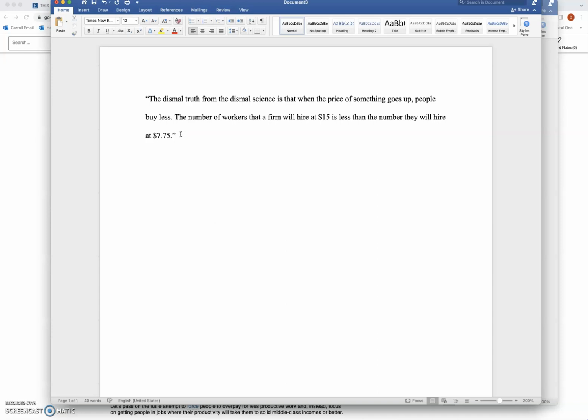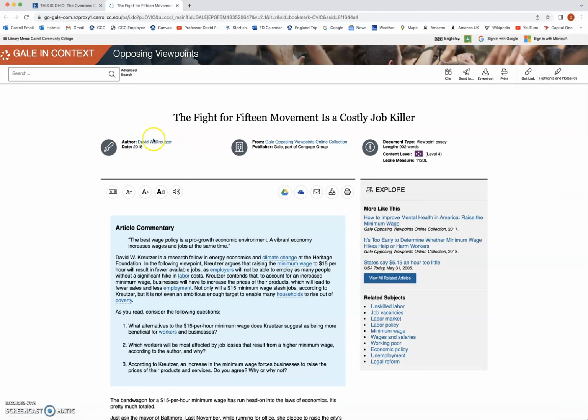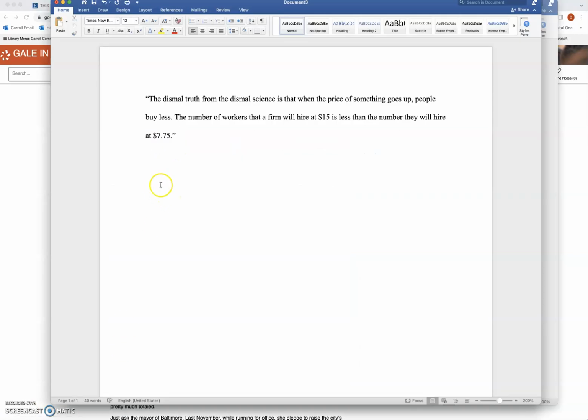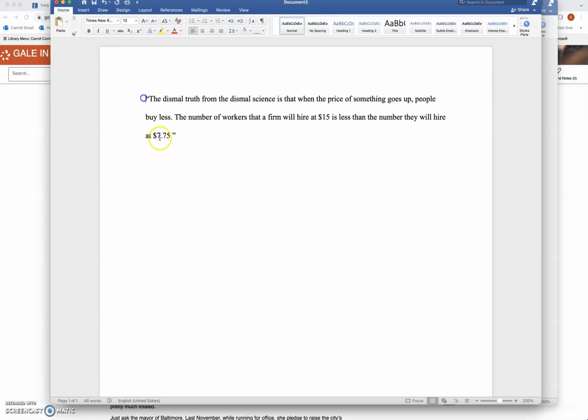And I want to put a signal phrase in front of the quote because you always want to introduce a quote with a signal phrase. You never want a sentence that's just a quote by itself. So in a situation like this where you have an article with an author, the article's author is the first word of the works cited entry, then it's very common to just use the author in the signal phrase and you'll match the first word of the works cited entry, which is very important to do. So I'm going to say, as David Kreutzer explains, and I'll introduce it that way.